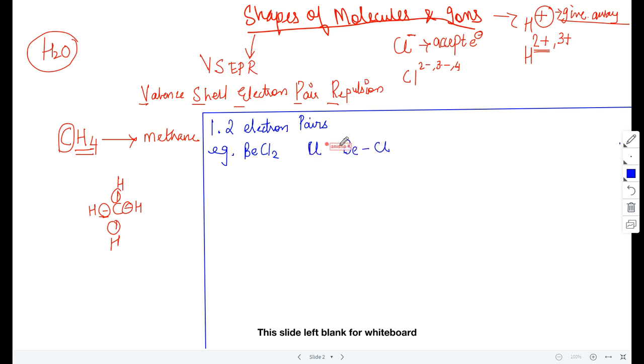Now when I'm going to put it in a shape, we'll do 3D molecule structures. Okay, let's see how they will be. So this is my central atom, that is beryllium, right? If that is my center atom, I have to draw 2 chlorine atoms. One here, one here.